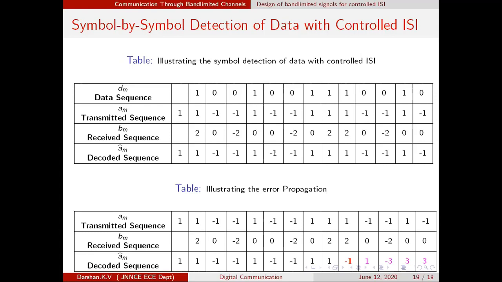Tomorrow's class we will learn how to overcome this error. Remember, we cannot change the controlled ISI. We need to introduce the ISI. We cannot go back and say that I don't want to introduce ISI so that there won't be errors. That should not be the case. We have to introduce ISI to obtain the high symbol rate, but we have to overcome this error propagation problem with suitable logic. What logic we are going to use, we will see in tomorrow's class.